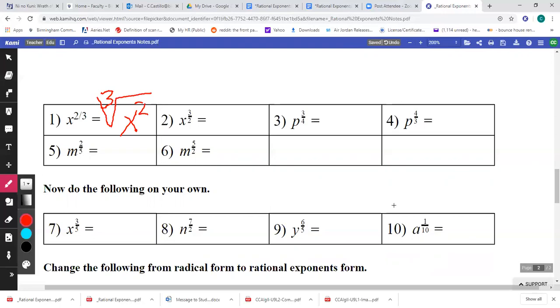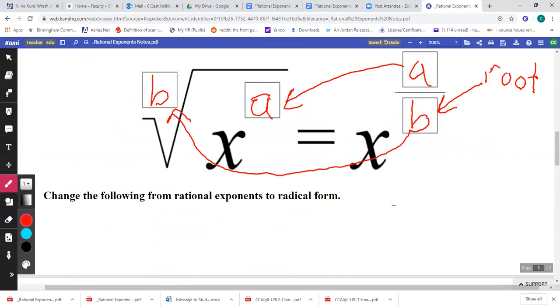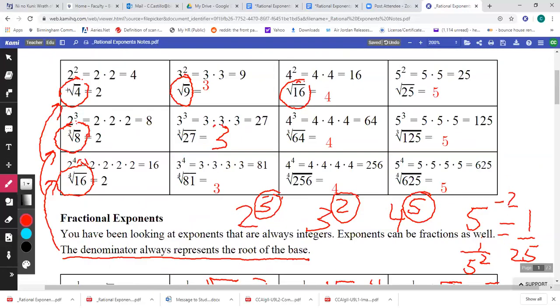X to the 3/2. So once again, my power is 3. Now here's the kind of thing about square roots. If you have a 2 in the denominator, right here, we never write the 2 here for square root, right? You look at the very beginning, right?